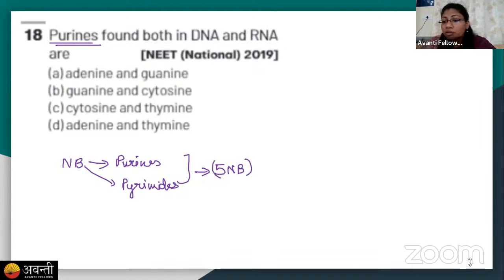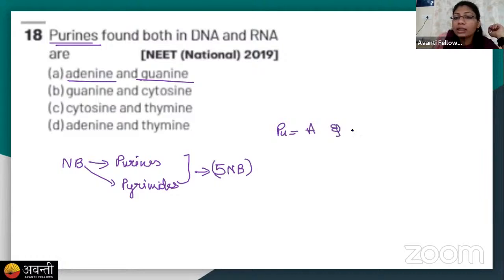Okay, you have given your answer in the poll, and this is your result. Let's find out. Option A is correct. Option A is saying adenine and guanine. As I told you, nitrogenous bases are present in two categories, purines and pyrimidines. The purines have two nitrogenous bases, adenine and guanine, that is A and G. Yes, this is present in DNA as well as RNA.